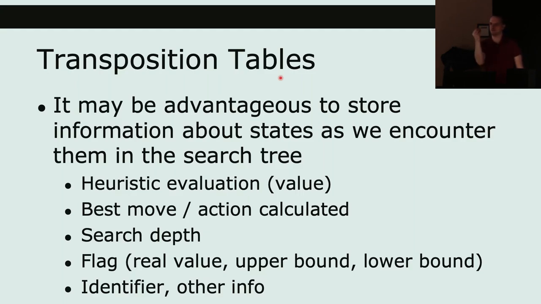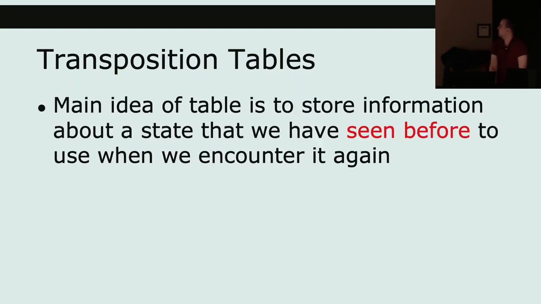So for example, if I see a particular state and I know that Minimax says that that state with optimal play leads to me losing, the next time I encounter that state in my iterative deepening alpha beta, why would I bother searching down that path again, right? I already know it's a loss, so I'm not going to gain any information. So just return it. Save myself exponential time by not searching it. Other information, etc. So the idea here is that you use the table to store information about a state that we've seen before to use when we encounter it again.